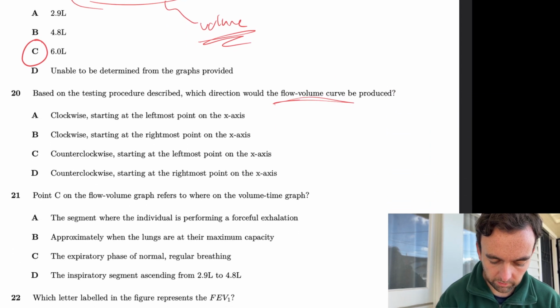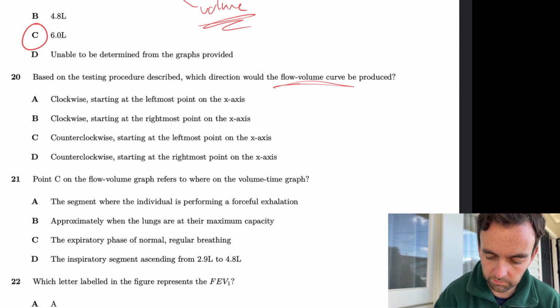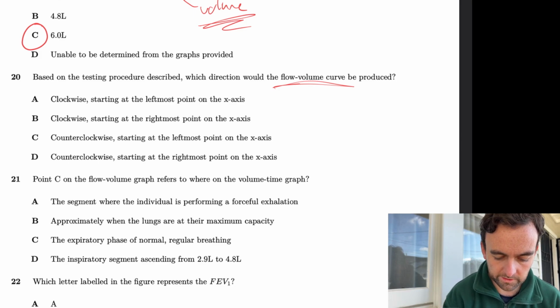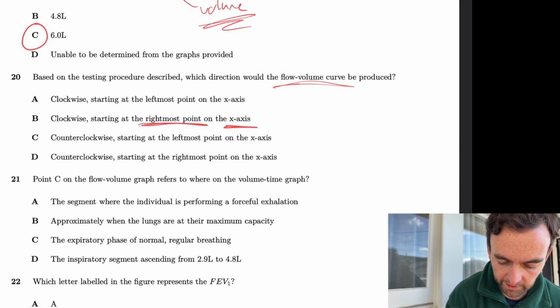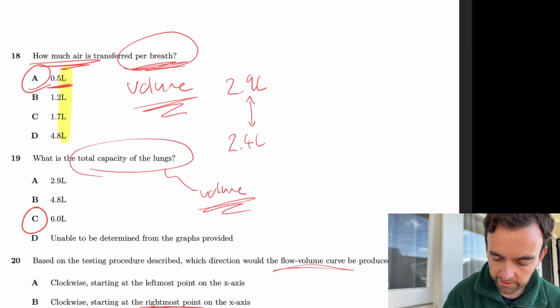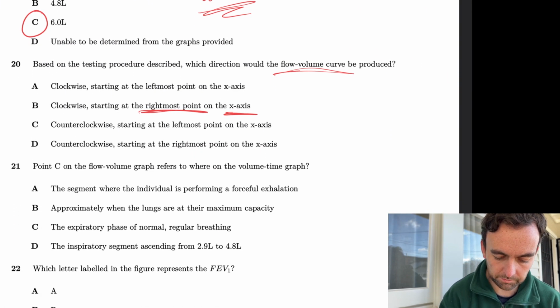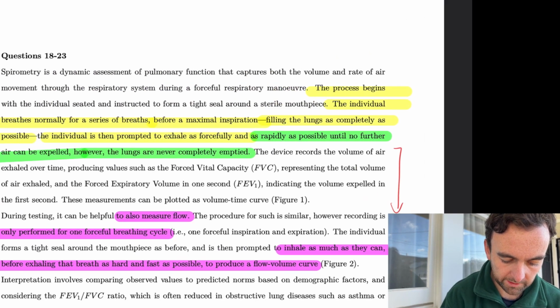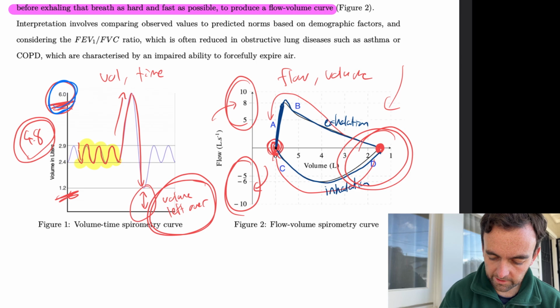So if we're looking at the question, which direction would the flow volume curve be produced? It would start at the rightmost point on the x-axis, right? Because that's the rightmost point over here. And then it would proceed counterclockwise going this way. So this one would be D, because we would start here.